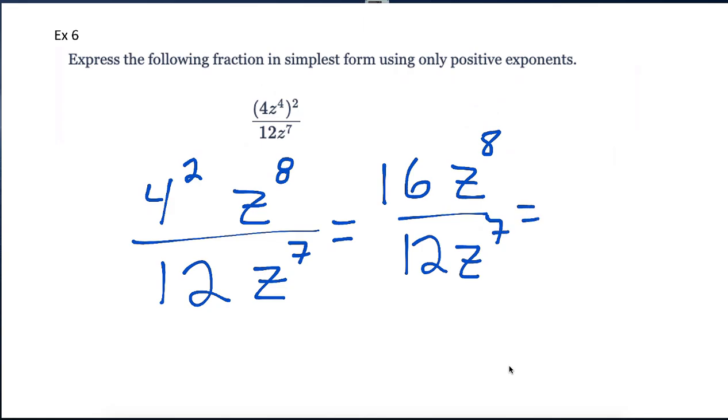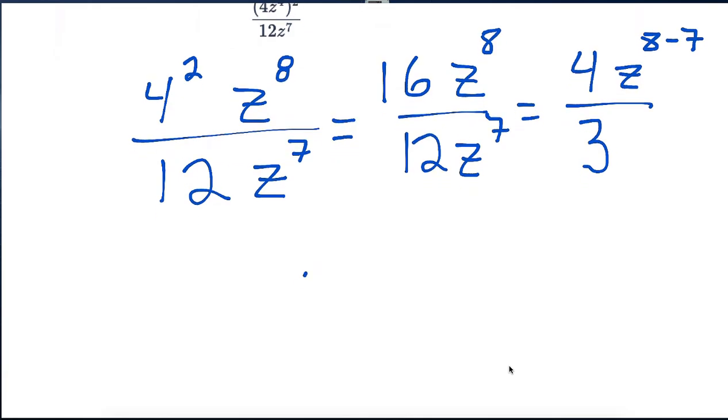Now 16 over 12. What two numbers go into both of those? 4 goes into both of those. 4 goes into 16 4 times. 4 goes into 12 3 times. Now that's reduced. And then this would be z. And remember, because that's division, you would subtract the exponents. So our final answer on this is 4z. You could put it to the first if you wanted to, divided by 3.